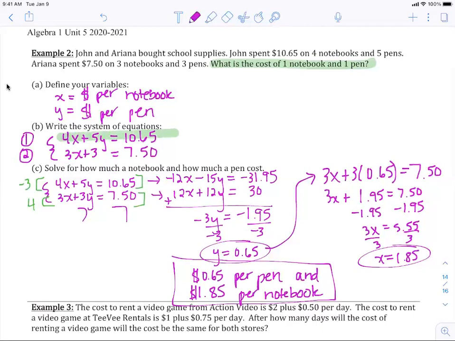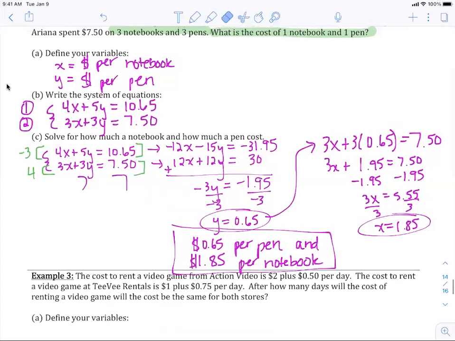And the same thing is actually now true for Ariana. It says she bought 3 notebooks and 3 pens. So it's 3 times the amount per notebook, 3 times the amount per pen, and she spent a total of $7.50. So anytime there are 2 people involved or 2 companies involved, typically that's where we're going to start by writing our equations. And the rest is really just pretty nice.